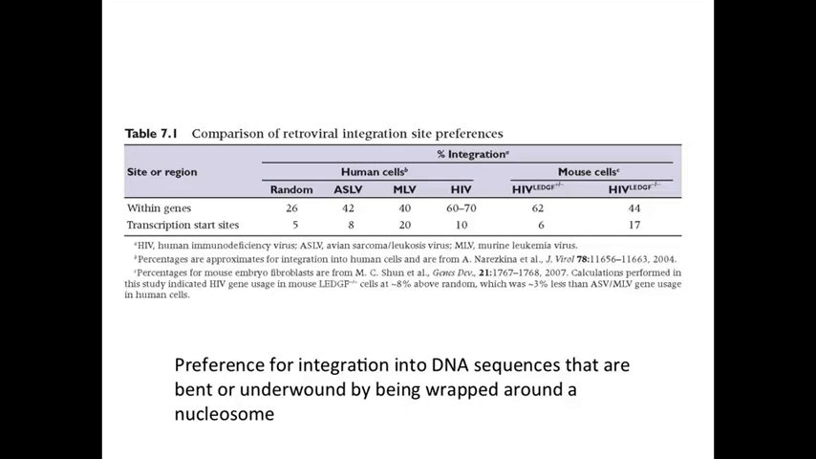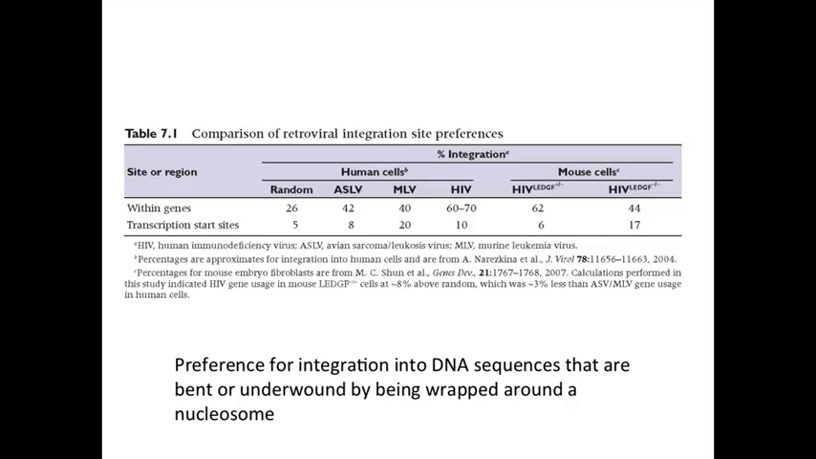There are no specific integration sites, as there is for lambda in its host. The att site in the host DNA is the specific integration site for lambda. There's only one place where lambda can go. These retroviruses will go just about anywhere. They seem to prefer to be within genes, and maybe some of them near transcription start sites.